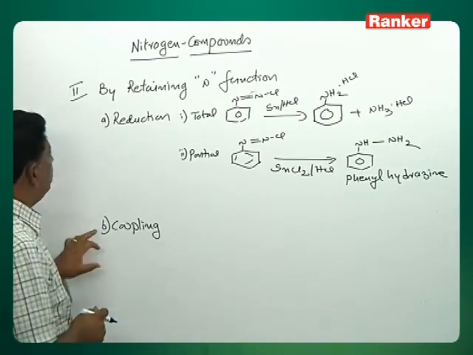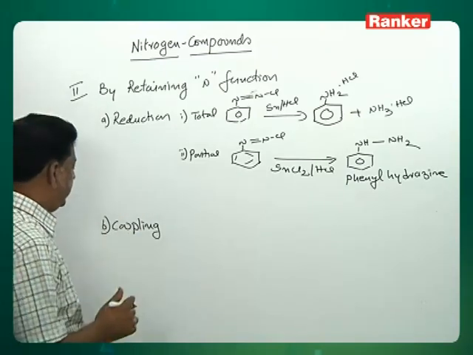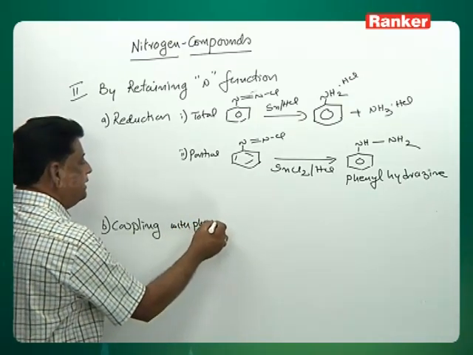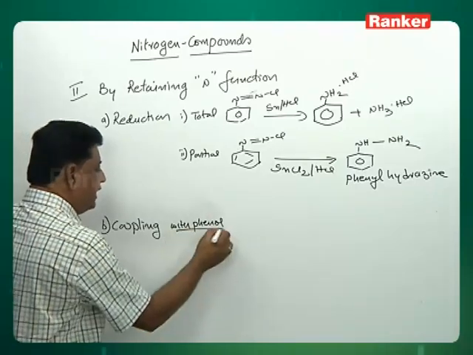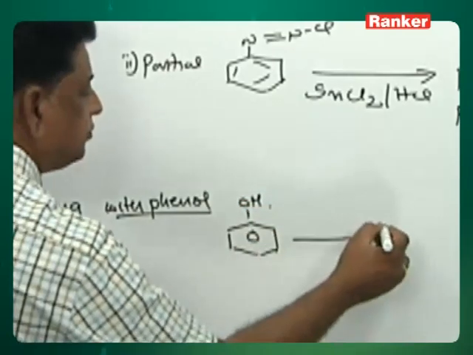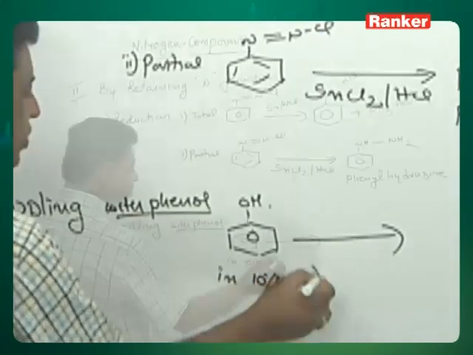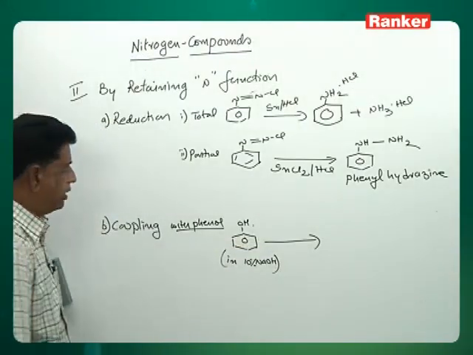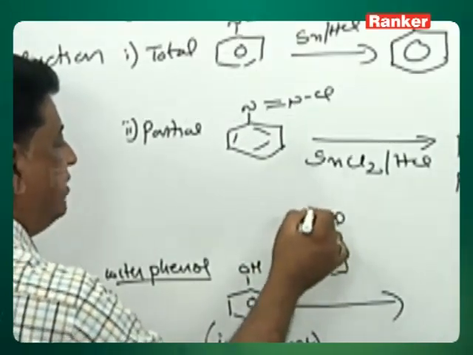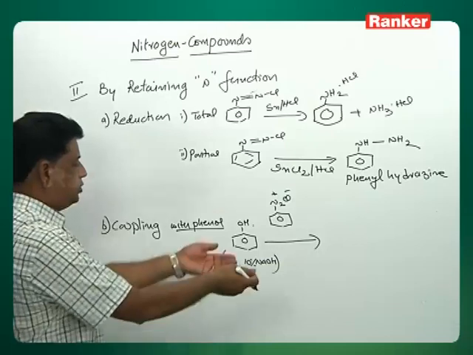The second type of reaction, under these two types of nitrogen-retaining groups, is the coupling reaction, coupling with phenols as well as with amines. Let us take phenols first. You take a phenol and dissolve it in 10% NaOH. Phenol is acidic, therefore it is soluble in sodium hydroxide. Then you add this diazonium chloride. The diazonium chloride itself is a slightly orange colored, water soluble compound. It is dissolved in water, and that solution is added.